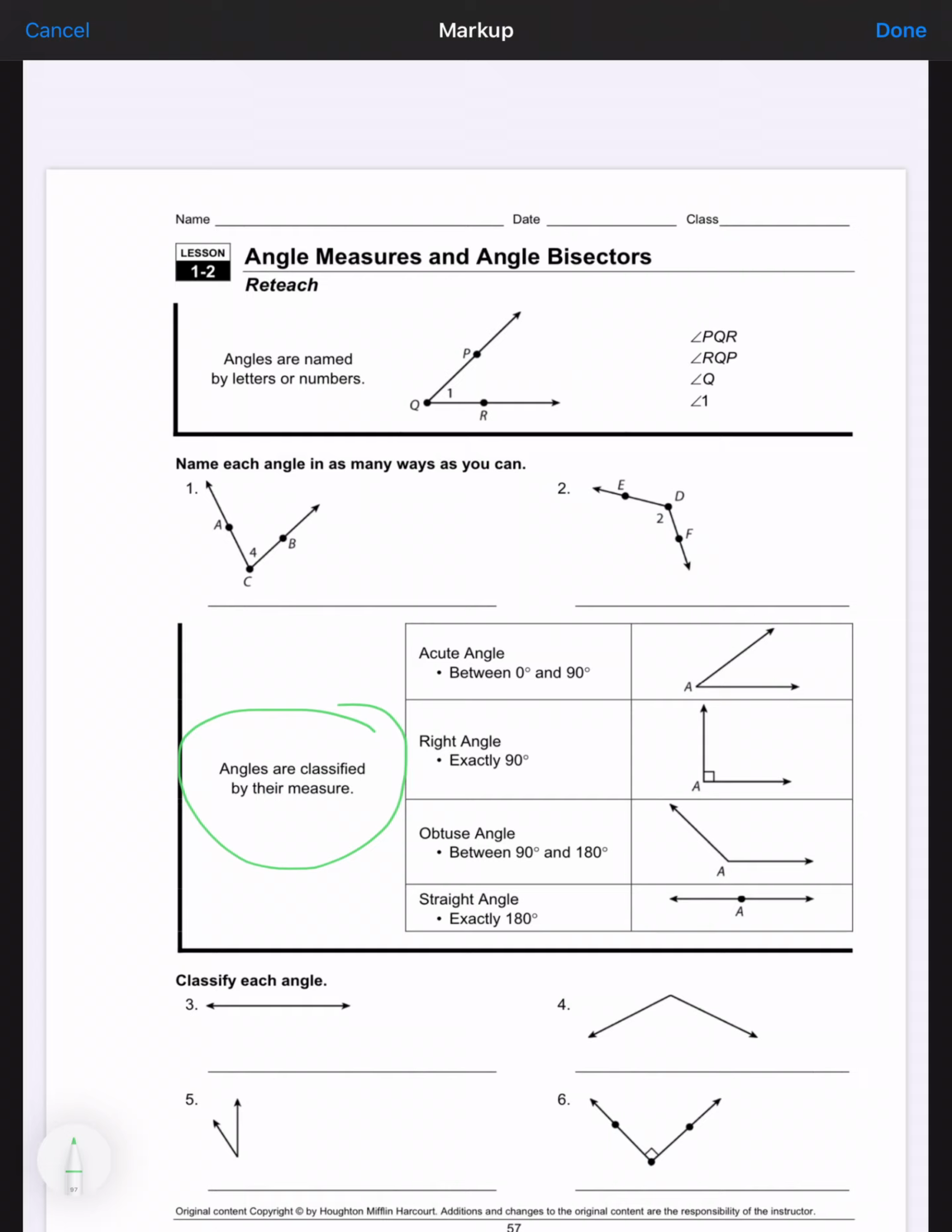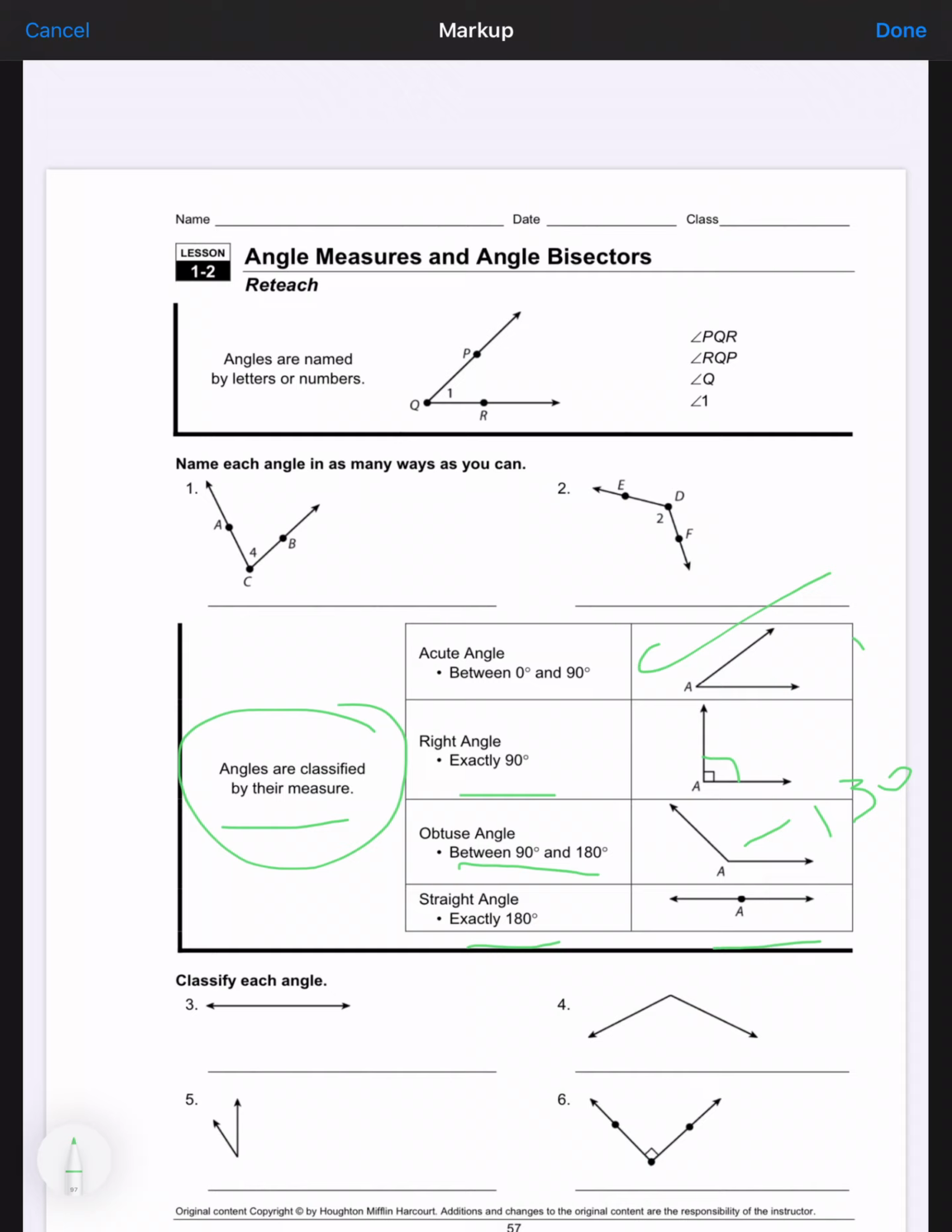Angles are classified by their measure. We have 4 kinds: acute angle between 0 and 90, like this, and right angle exactly 90. They mostly will be drawn by the square corner, and obtuse angle between 90 and 180. For example, look at this angle, it's about 130, and this straight angle, it's 180.